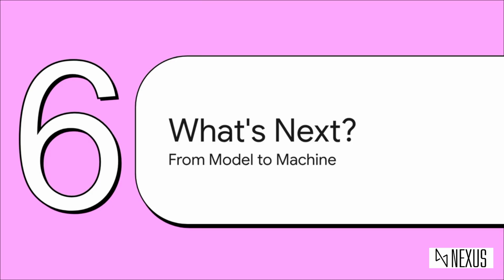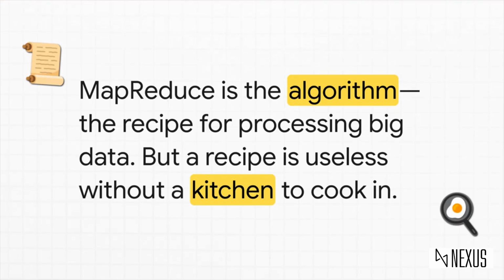And that brings us to our final, and maybe most important point. I love this analogy because it just gets the idea across perfectly. MapReduce is the programming model. It's the algorithm, it's the recipe. It tells you how to process the data. But a recipe is just words on paper. You can't actually cook anything without a kitchen. You need the ovens, the mixers, the whole setup.